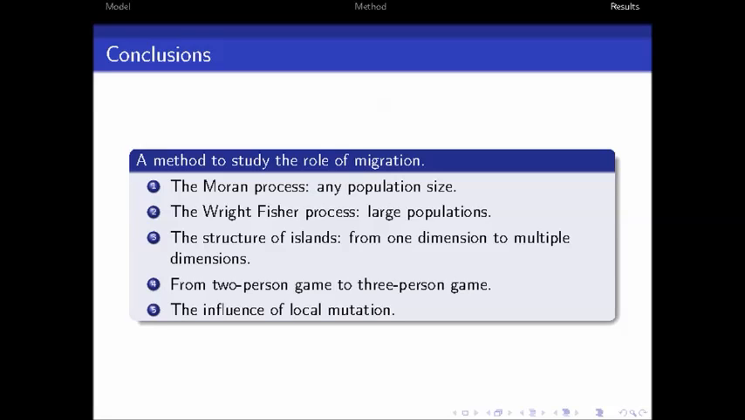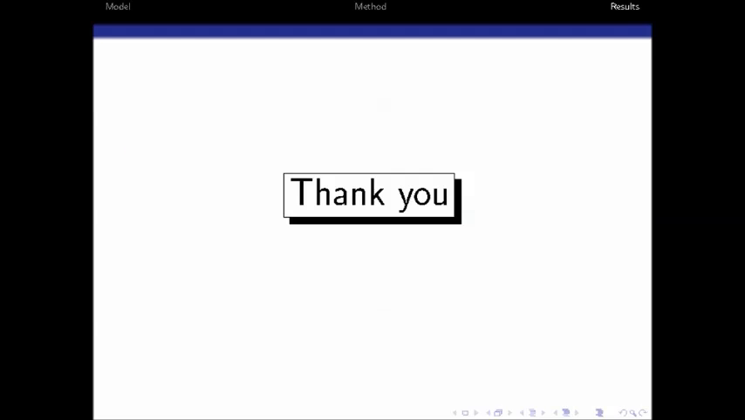Point 3. The structure of islands can be expanded from one dimension to multiple dimensions. Point 4. Our method can easily expand it from 2-person game to 3-person game. Point 5. Our method can also be used to investigate the influence of local mutation. That's all. Thank you.